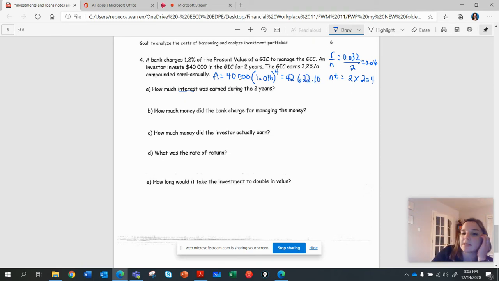There. Okay. So as I said, this is the total amount of the investment. We want just the interest. So you'd have to take the total amount of the investment and subtract the original investment to know how much was just in interest alone. So that's $2,622.10. So that's the amount of interest that was earned on this account.